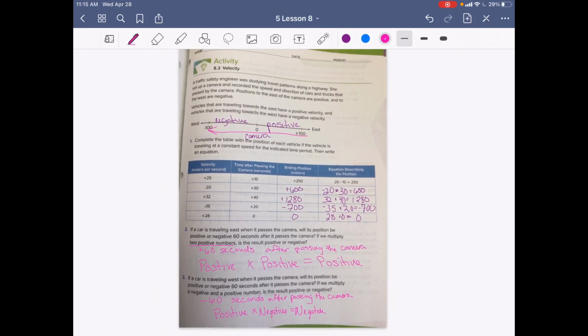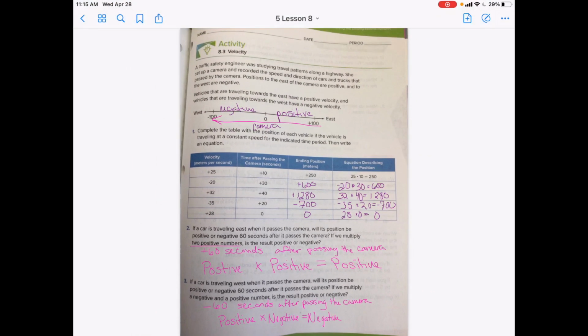Amazing. Look at that. We are all done with that page. Let's move on to the next page.